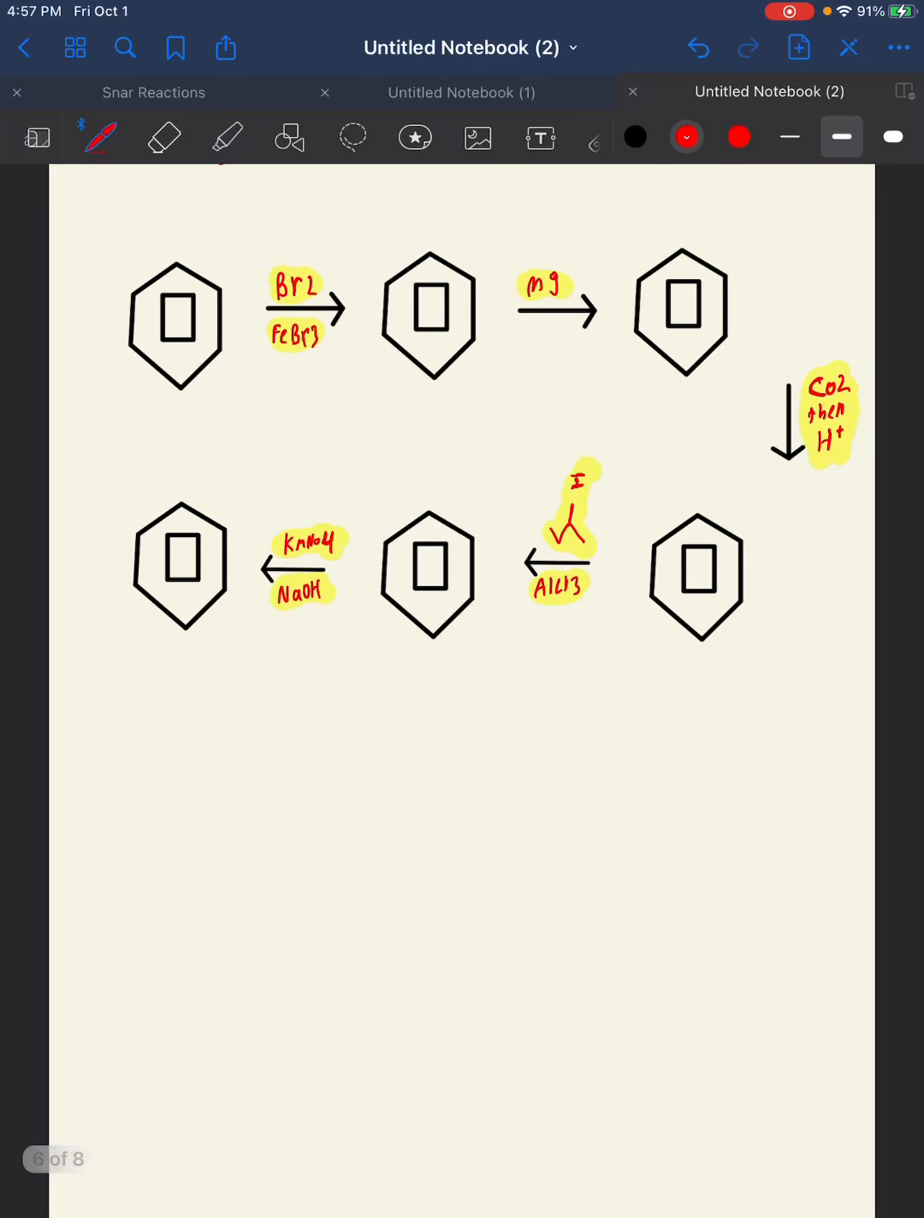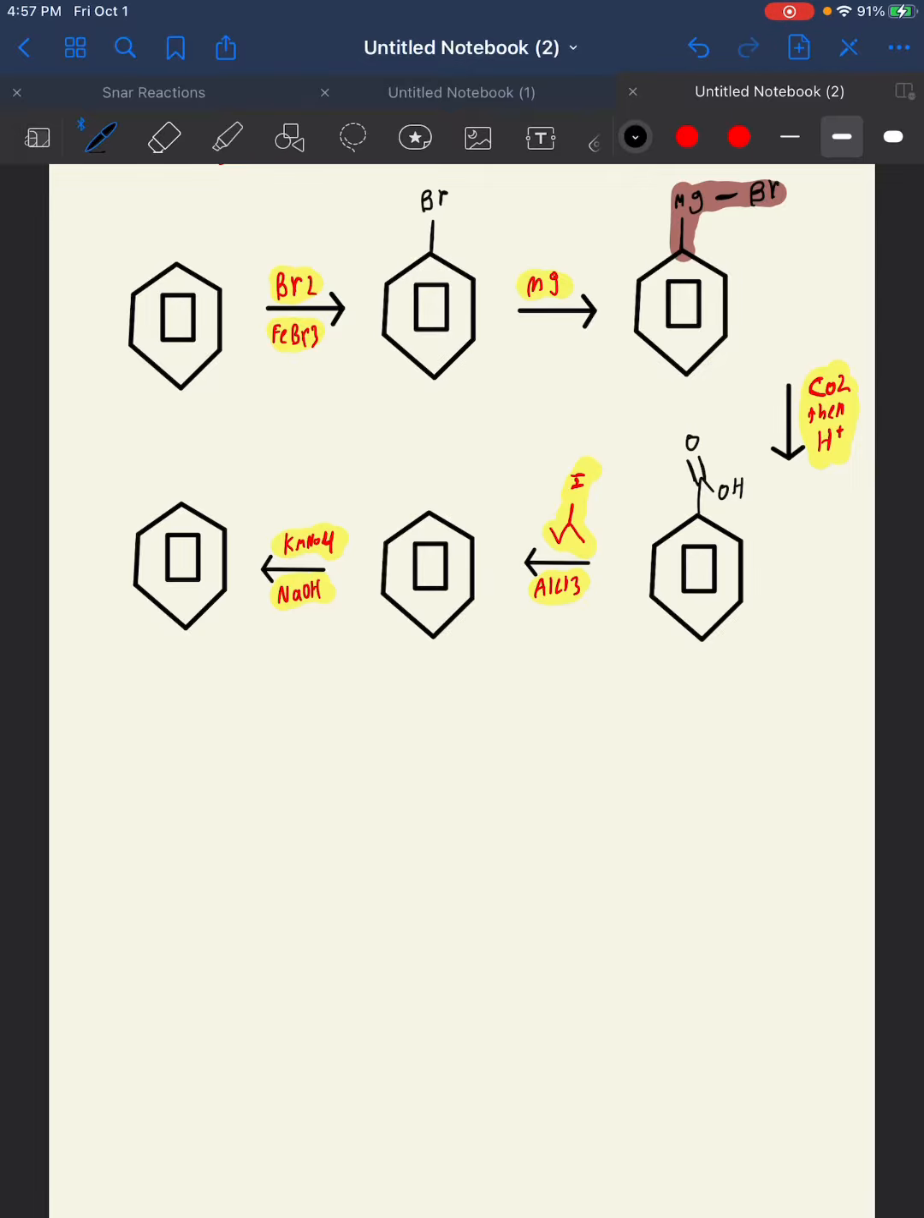So we're going to start with Br2 and FeBr3. Once again, it adds Br on, and then when you react that with magnesium, it does this. And then let's do this with CO2, then H+. When you react this with CO2 and then H+, it replaces this group right here with a carboxylic acid.